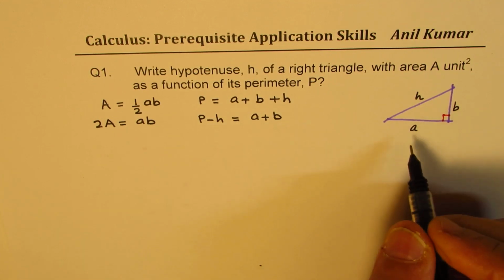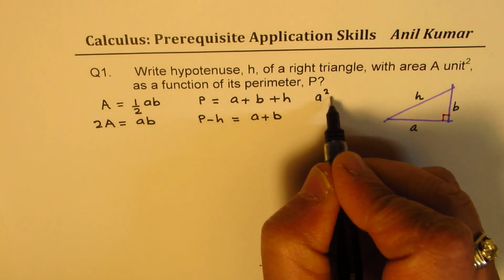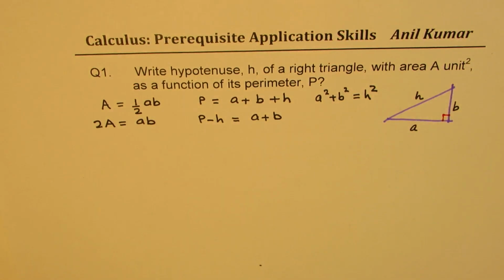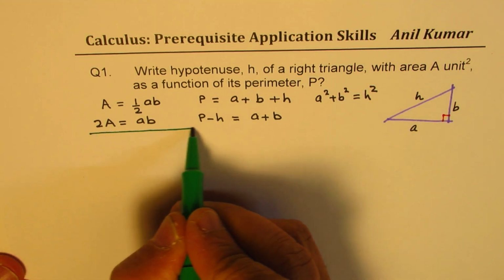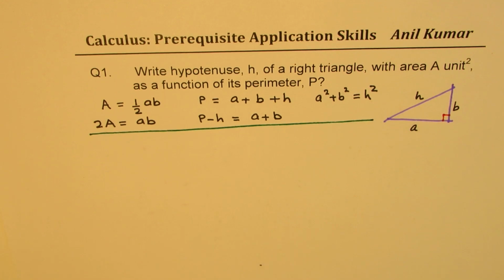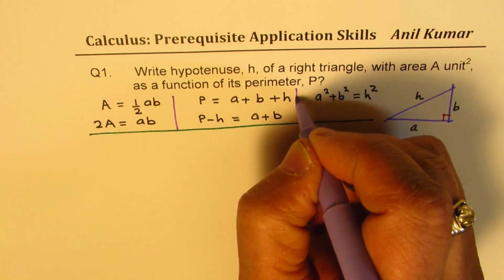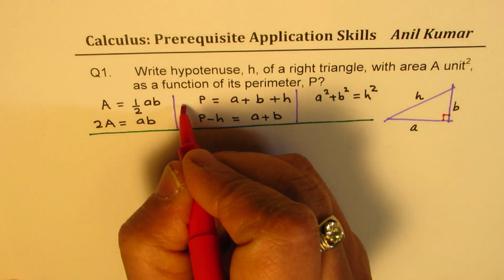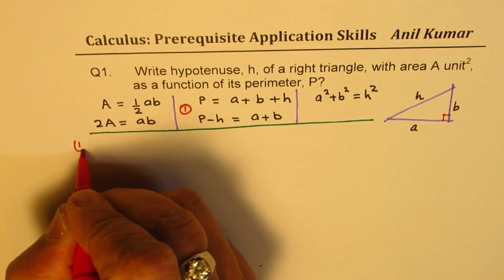Now another formula of our interest is the Pythagorean theorem, which is a square plus b square is equal to h square. Now these 3 formulas will help us write h as a function of area and perimeter. Correct? So you have to work with these 3 formulas, rearrange some way or the other to get the result. Correct? So let's begin with, let me number them. Okay, let's write like this. So let's begin with this one first, right?